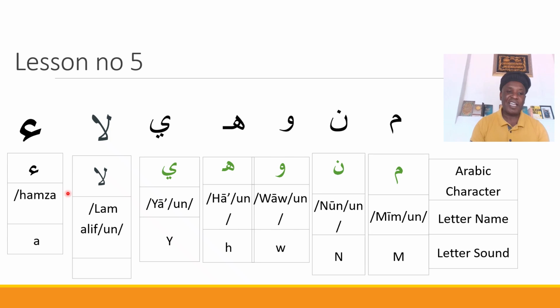And the last one that we have here is Hamza. This is Hamza, and that's how we pronounce it. Very simple. This and Aleph normally act together. Where you don't find Aleph, you will find this Hamza, and it acts more like A.